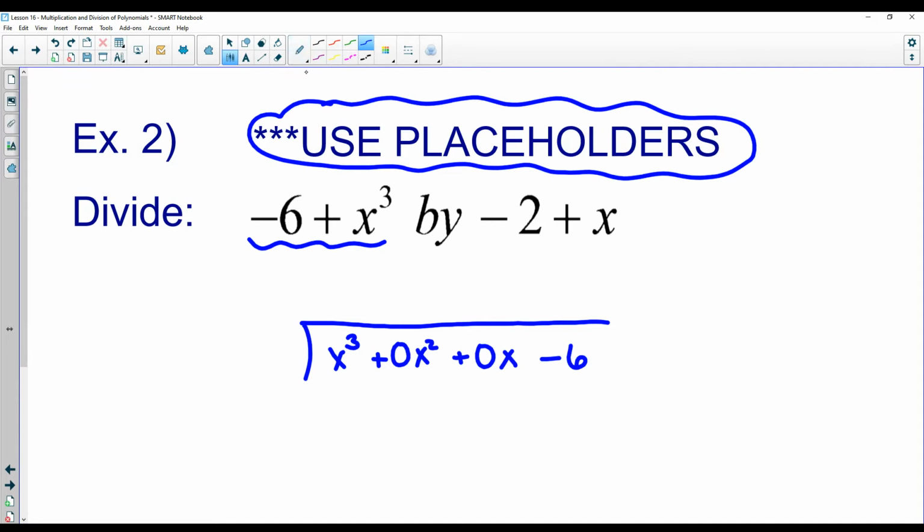All right, what's doing the dividing? What's doing the dividing is negative 2 plus x. Same thing. We need to put them in descending powers of x. So you're gonna put the x first and then the 2. All right, let's clean this up a little bit.